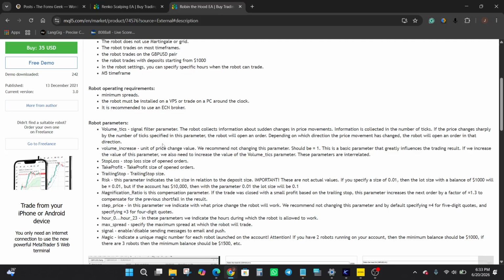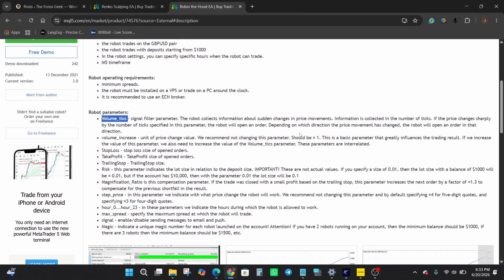So looking at the settings section, there are quite a few customization options available. The volume ticks parameter acts as a signal filter and is used to measure sudden price movement activity. According to the description, if the market moves by the specified number of ticks, the EA can open a trade in the direction of that movement. The volume increase parameter works alongside volume ticks and influences how price changes are interpreted. The developer specifically recommends leaving this setting unchanged because of its importance to the system's behavior.